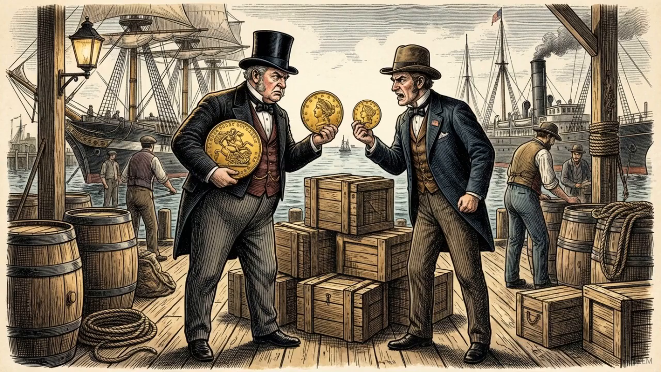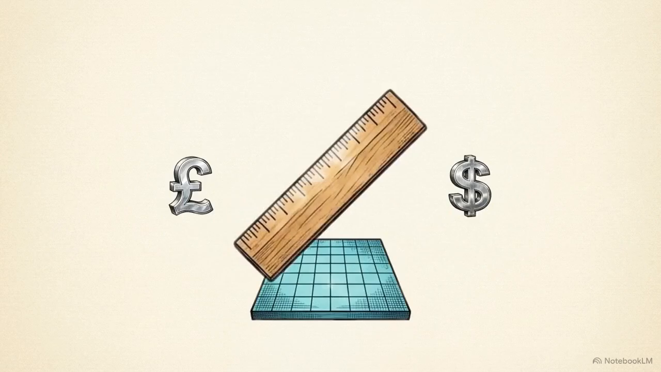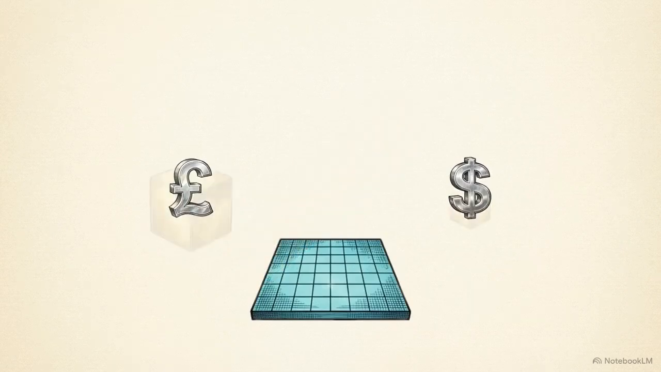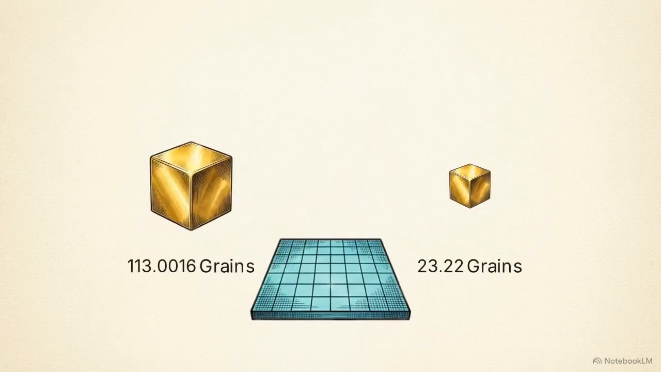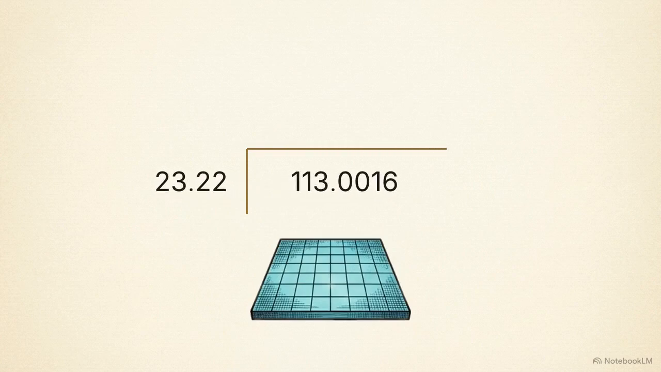When countries use different weights of gold for their money, it creates a barrier to international trade. To trade fairly, merchants used mint parity theory. This is the mathematical framework that translates the physical gold value of one nation's currency into another. This visualization breaks down the calculation. Divide the British pound's 113.0016 grains by the US dollar's 23.22 grains.